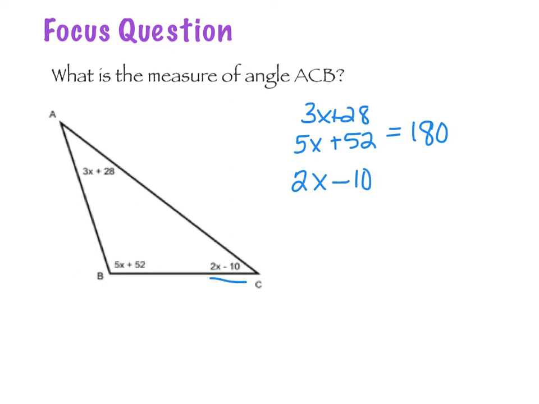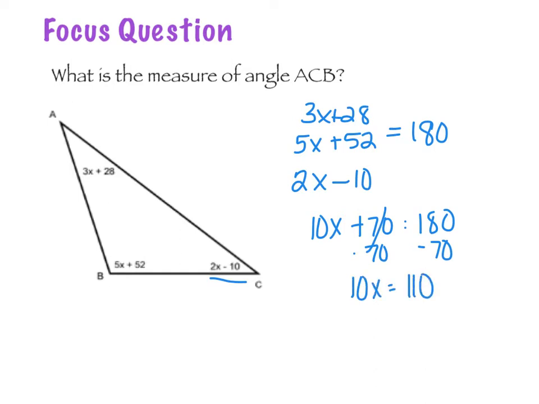I'm going to combine my like terms. 3 plus 5 is 8. 8 plus 2 is 10. So I'm left with 10x. 28 plus 52 is 80. 80 minus 10 is 70. That 70 is positive, which is why it is a plus 70. All equals 180. From here, I subtract 70 on both sides, and I'm left with 10x equals 110.